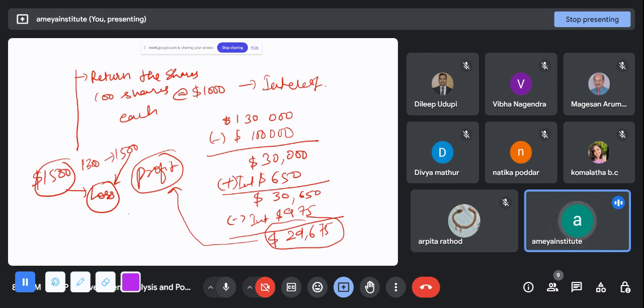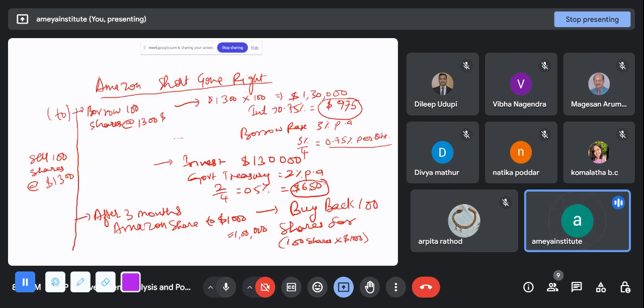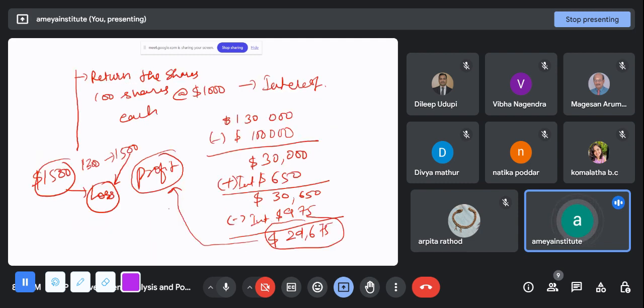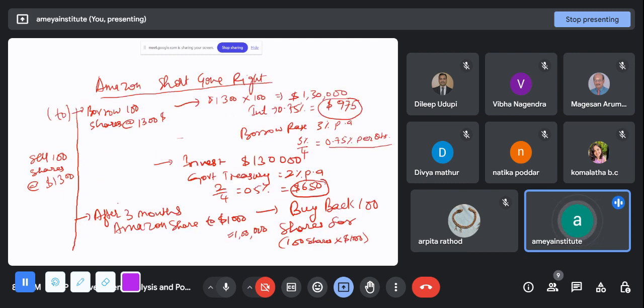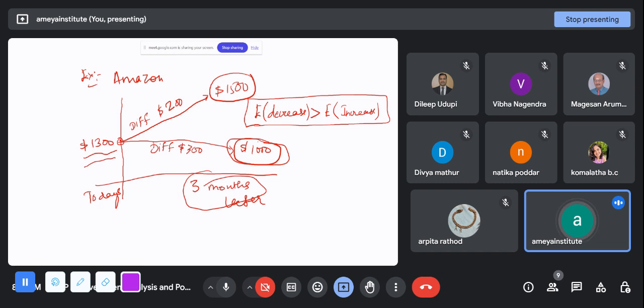The profit is equal to 29,675. But if it is a loss, there also we can calculate the same thing, but instead of taking $1,000 we take $1,500. So we'll get the loss. That's nothing but a shorting position in both cases, whether the expected price is to increase or to decrease. That's nothing but your shorting process over here. Is it clear?